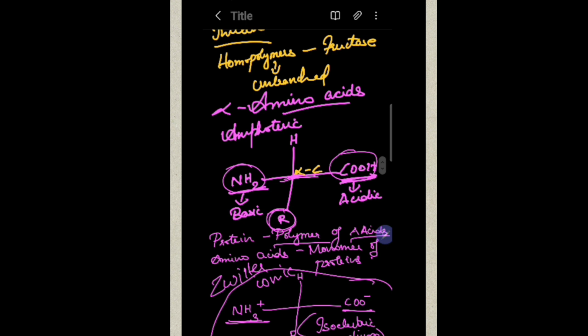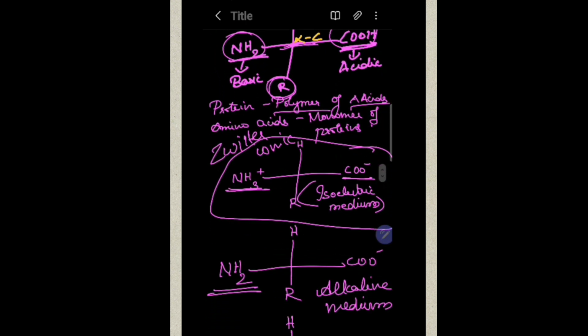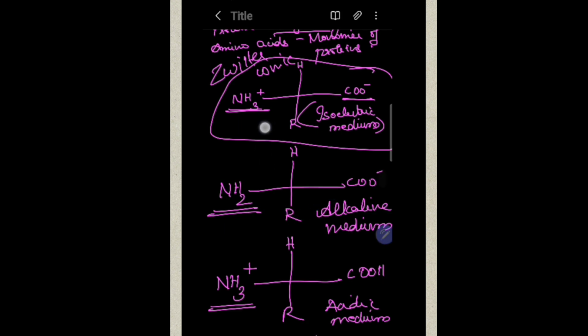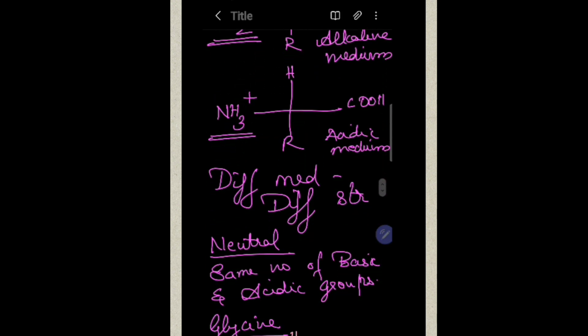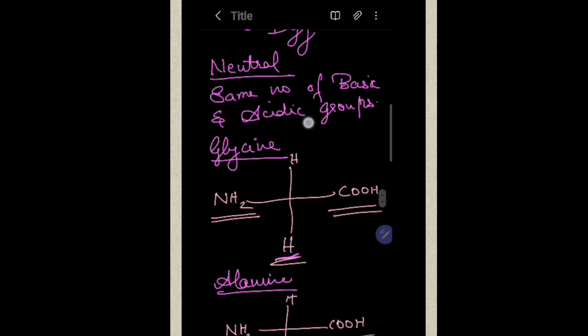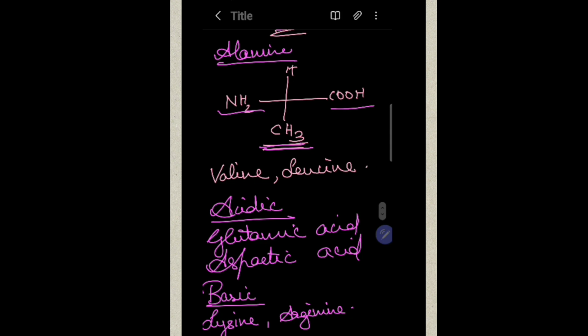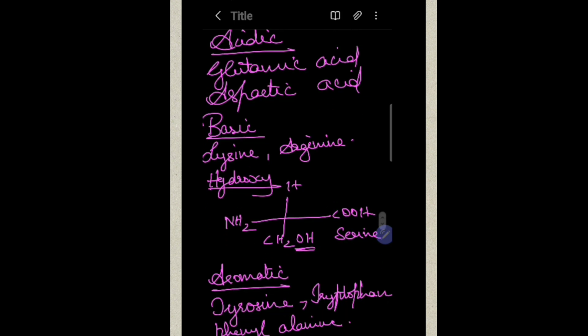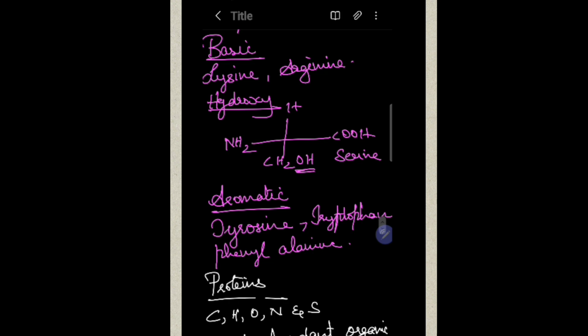Now amino acids, I think you know they are amphoteric. Amino acid is amphoteric, but it shows different structures in different media. That is, in isoelectric medium this structure is shown, in alkaline medium this structure is shown, and in acidic medium this structure is shown. Then neutral means same number of basic and acidic groups: glycine, valine, alanine, leucine and all. Acidic means aspartic acid, glutamic acid, with more acidic groups. Basic means more basic groups; examples are lysine and arginine. Then hydroxy, containing a hydroxy group: serine is an example. Aromatic: heterocyclic aromatic compounds, tryptophan, tyrosine, phenylalanine, etc.